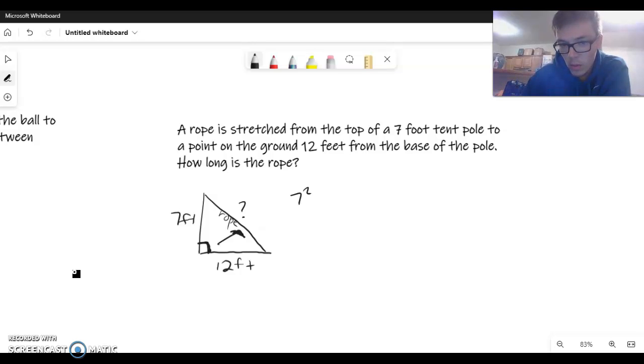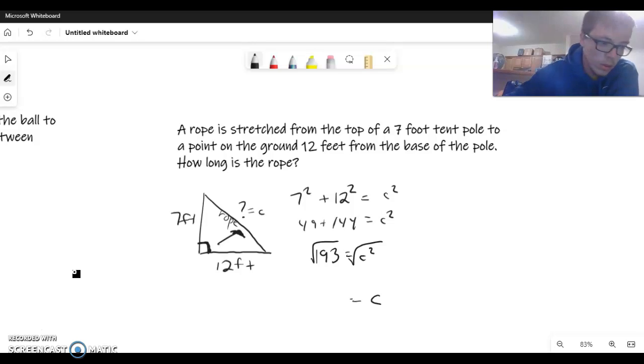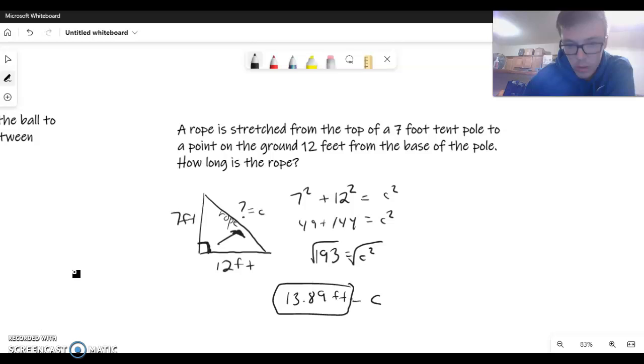So we have to do leg squared, so 7 squared plus the other leg squared, which is 12 squared, equals c squared, because that's going to be my hypotenuse. So we're going to have 49 plus 144 equals c squared. 144 plus 49 is 193, and that equals c squared. Take the square root of both sides, so c equals the square root of 193, which when we round that is 13.89 feet. So there's how long the rope would be.